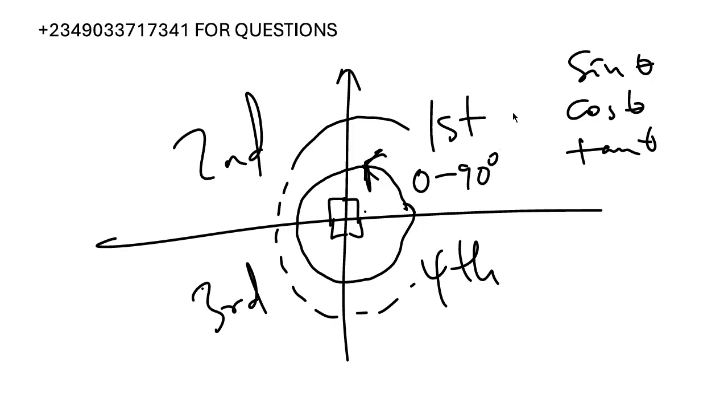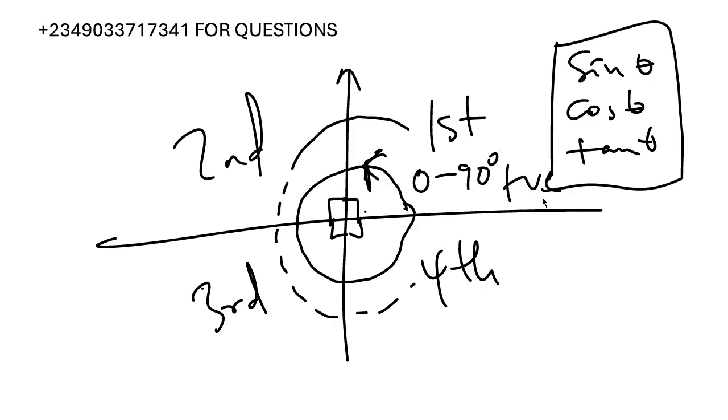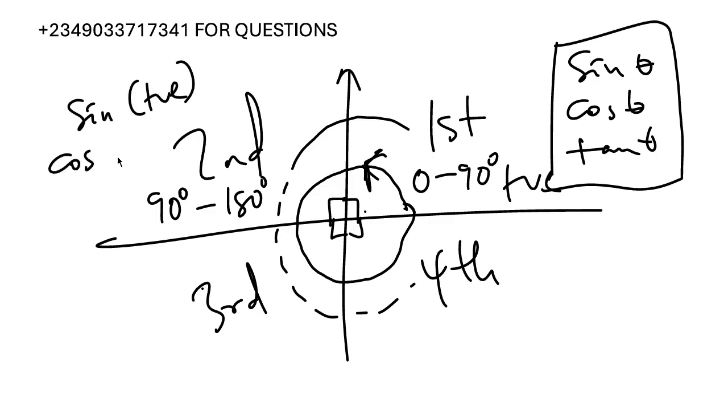So within this range, sine, cos, and tan are positive. Very important. And then moving to the second quadrant, 90 degrees to 180 degrees, only sine is positive, cos and tan are negative. Right, all these are proved from graphs. And then tan is also negative.